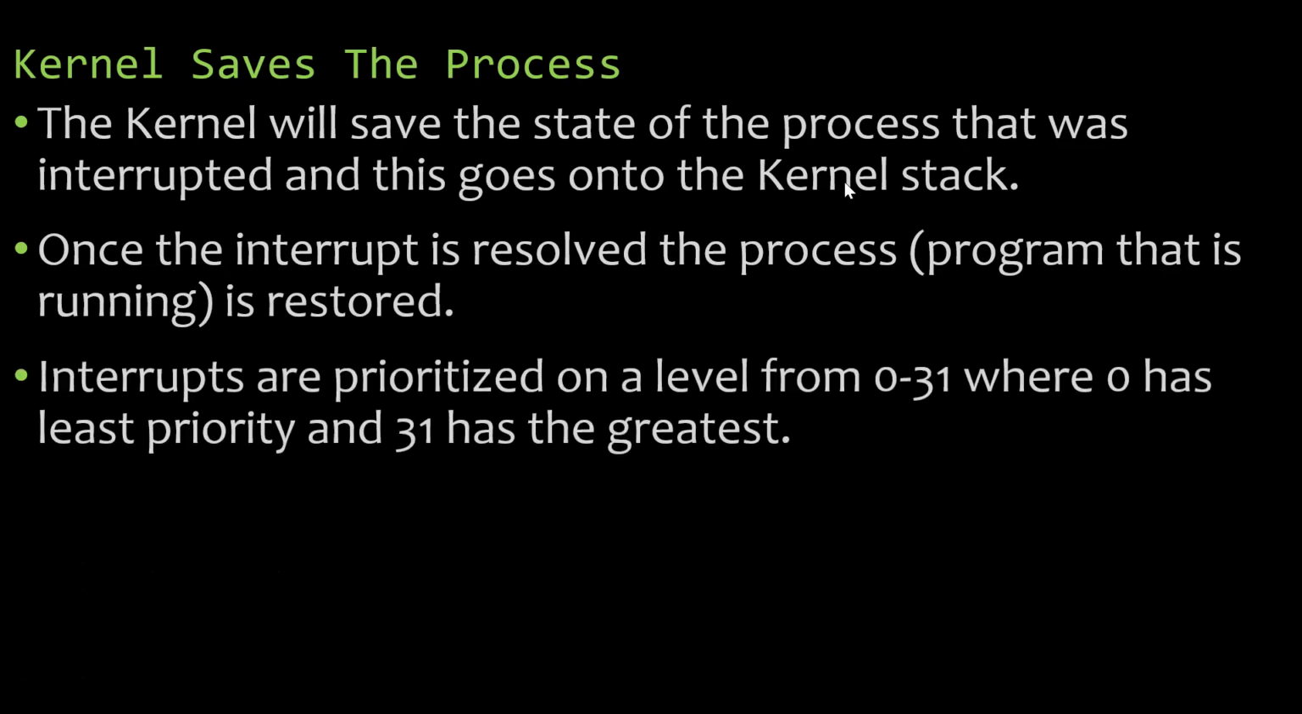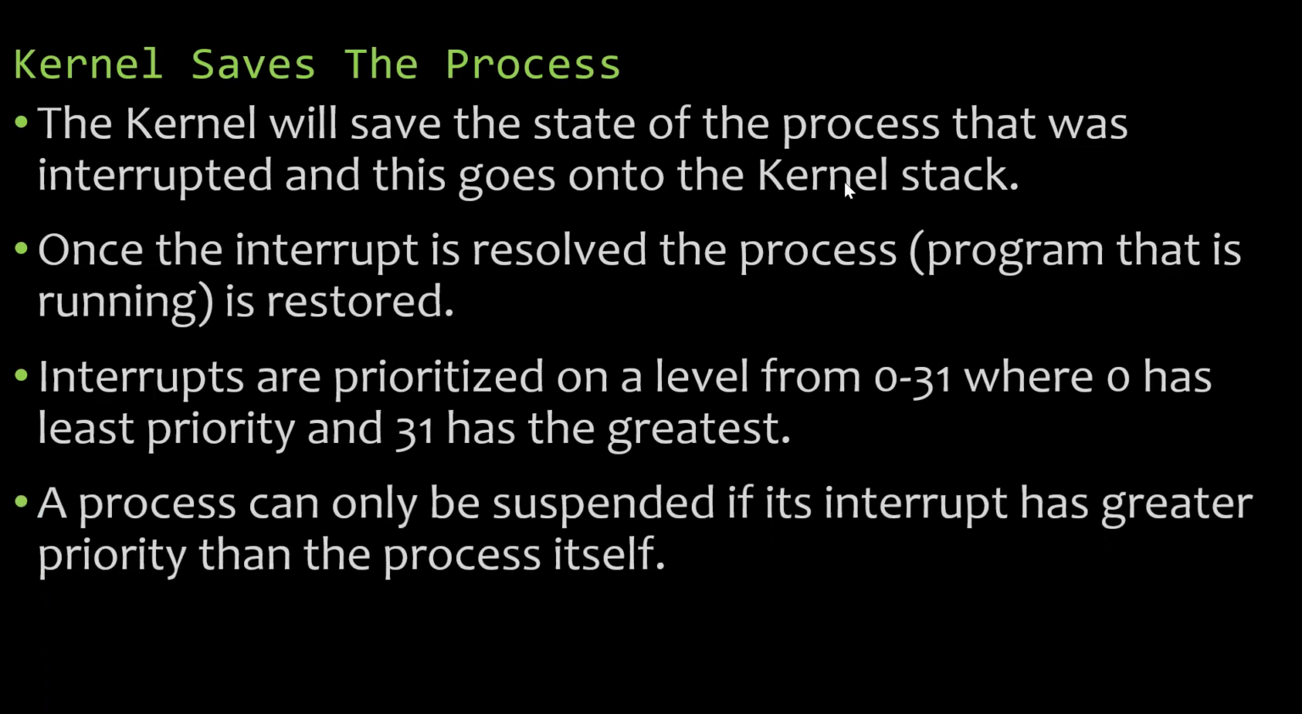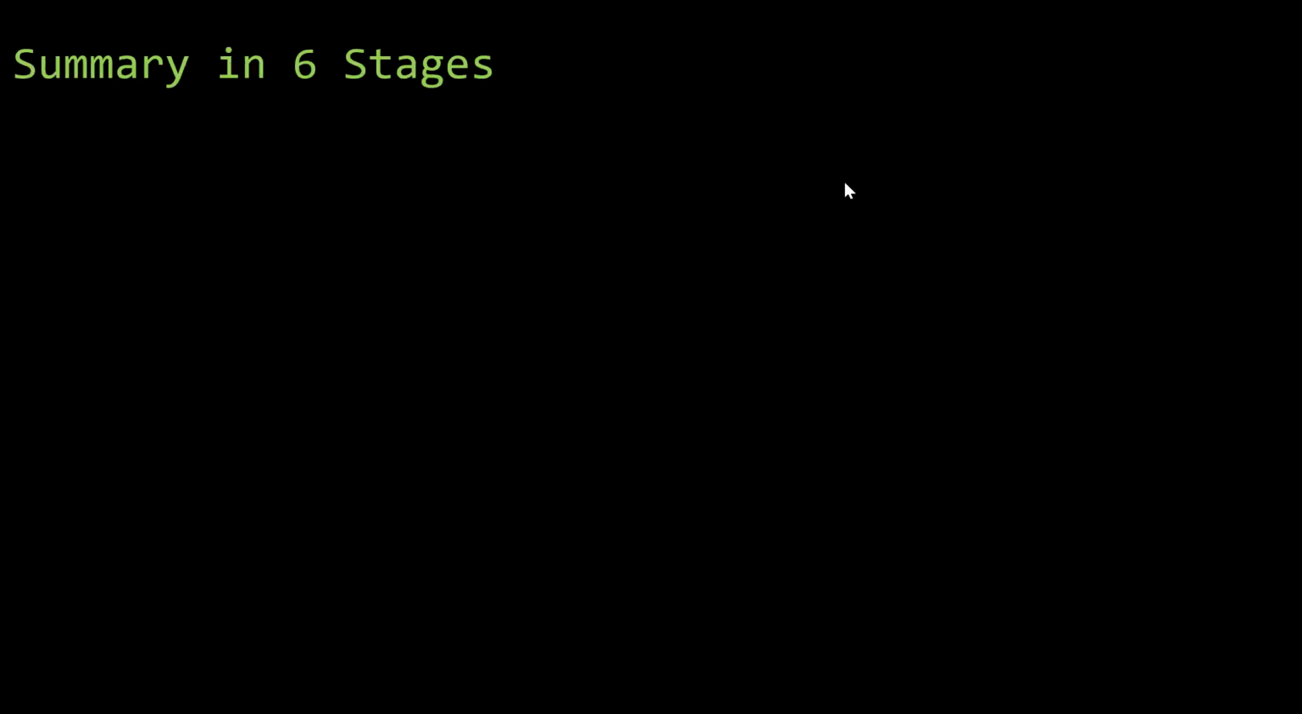Now, interrupts are prioritized on a level from 0 to 31, where 0 has the least priority and 31 has the greatest. A process can only be suspended if its interrupt has greater priority than the process itself. When you're on your phone and you're playing a game and there's a phone call, that's going to interrupt your game because phone calls have a higher priority than the game. Now, you may not think so, but it does.